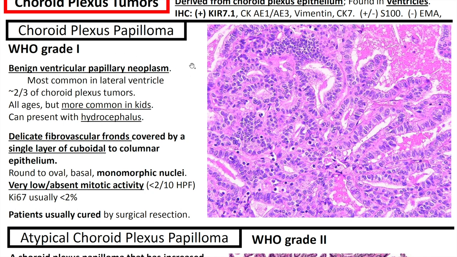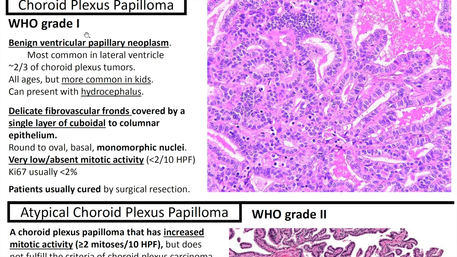So choroid plexus papilloma, WHO grade 1. It's a benign ventricular papillary neoplasm, most common in the lateral ventricle, and about 2/3 of choroid plexus tumors. All ages can have this, but it's more commonly occurring in kids, and it can present with hydrocephalus. There are delicate fibrovascular fronds covered by a single layer of cuboidal to columnar epithelium with round to oval basal monomorphic nuclei. There's very low or absent mitotic activity, less than 2 per 10 high-powered fields, and Ki-67 is usually less than 2%. Patients are usually cured by surgical resection.